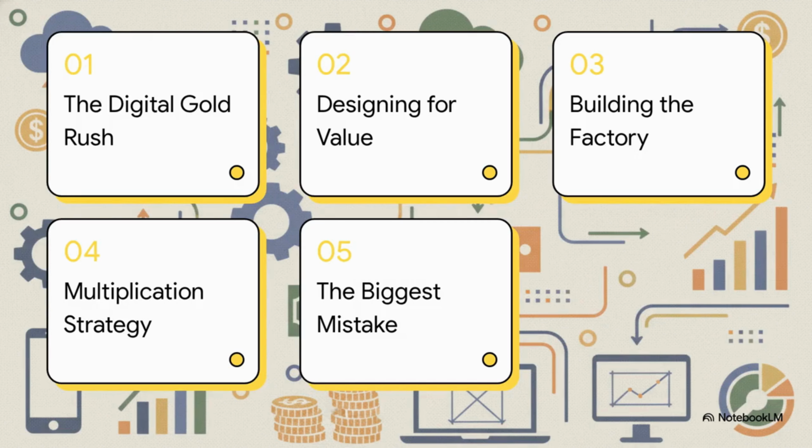So, here's our game plan for today. We're going to hit 5 key phases: the digital gold rush, designing for value, building the factory, the multiplication strategy, and finally, we'll wrap up with the biggest mistake creators make. All right, let's jump right in.